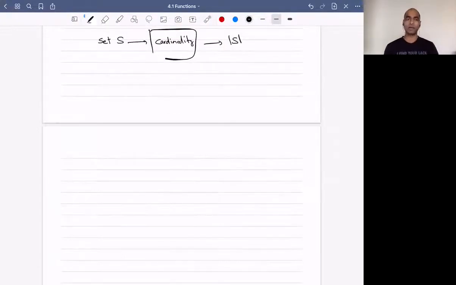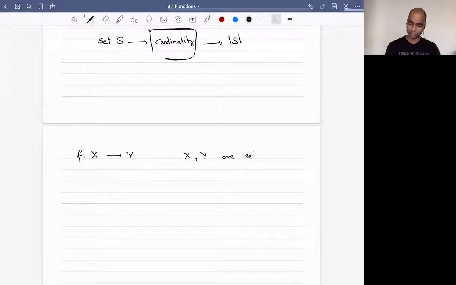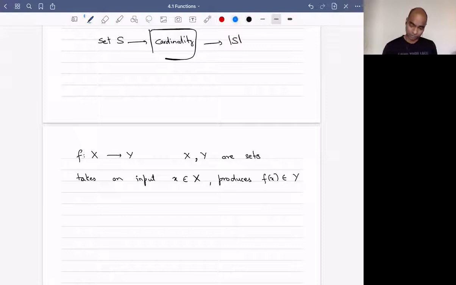So with that introduction, let's get into the details. A function f from X to Y. Here, X and Y are sets. It takes in an input little x, which is an element of capital X, and produces f of x, which is an element of Y. And X is called the domain. So domain is the place where the inputs come from, and Y is called the target.